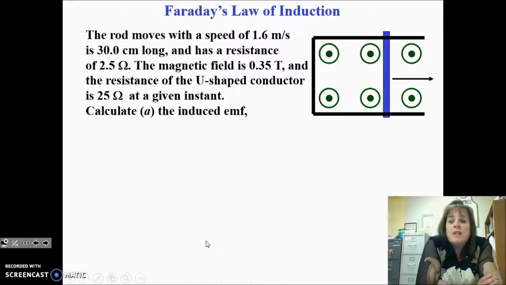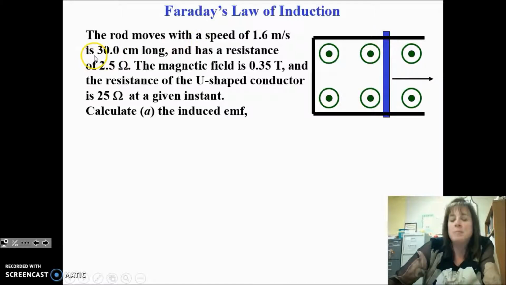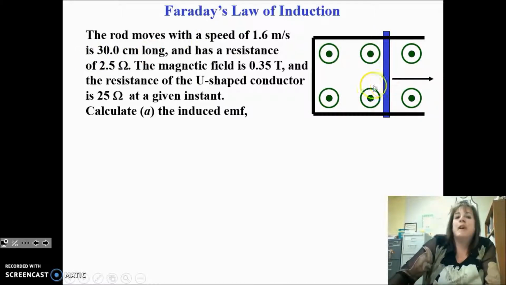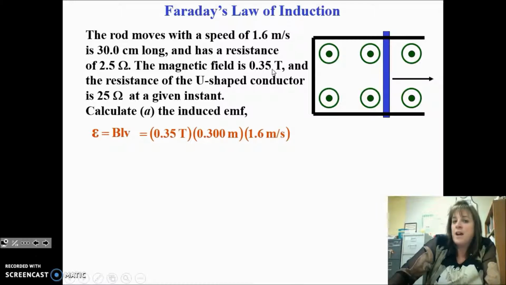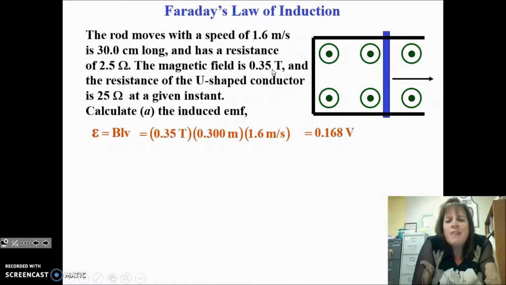Calculate the motional EMF. So remember that EMF is equal to vLB. So take your velocity, multiply by the length. Now the length you're using is the length of the rod, right? That's what we're moving. So that's 30 centimeters, but put that in meters. And multiply by B, the magnitude of the magnetic field. If you do this right, you should get 0.168 volts. Not a lot of volts, but hey, I got some voltage.